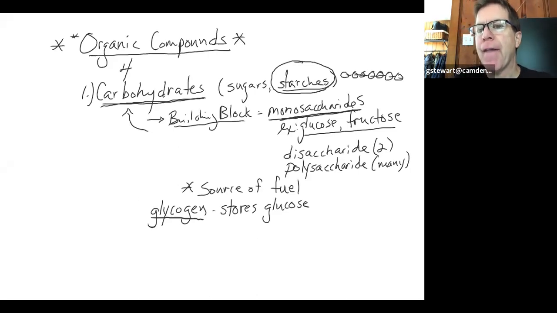to use at that moment. We can store the excess monosaccharides in the form of glycogen. And that happens in our muscles and in our liver. So glycogen is just a stored form of glucose. That was supposed to be a D, stored glucose.